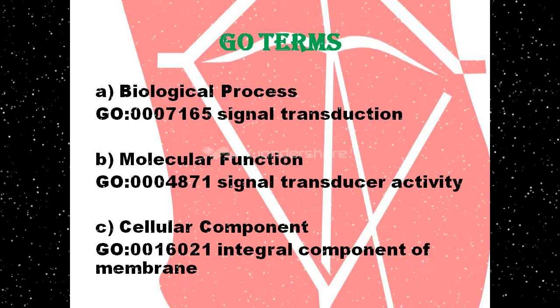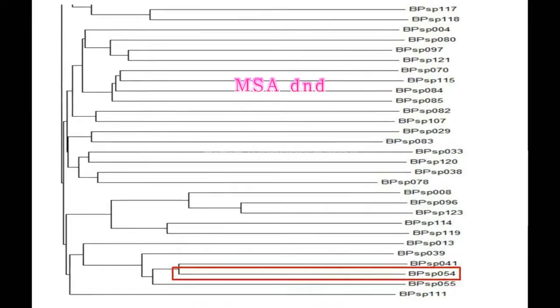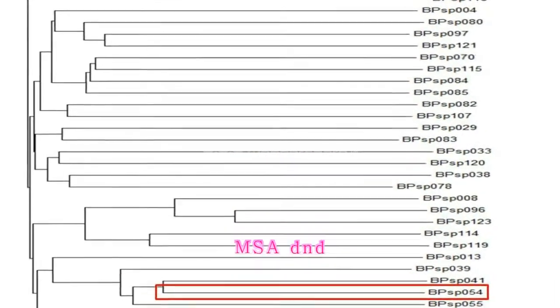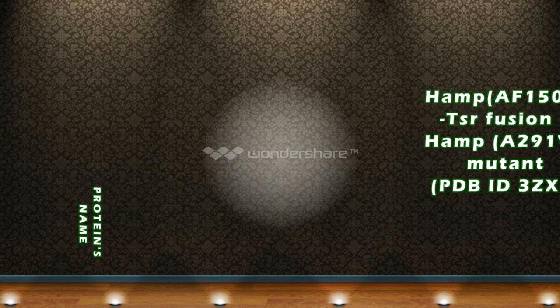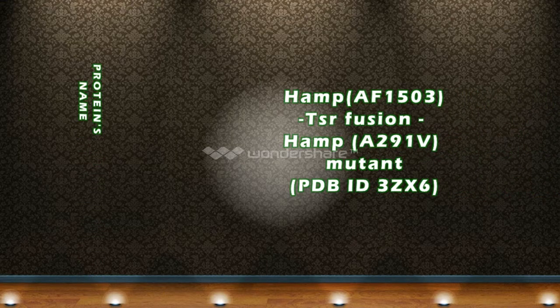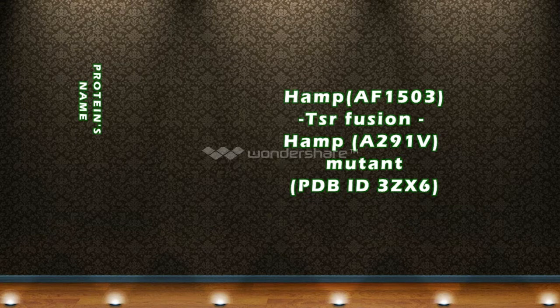By using ClustalX, the MSA, DND, and ALN information can be obtained. Later, PDB will be used again in BLAST in order to get a conserved domain. Then, using the PDB ID obtained, it can later be looked up in PDB in order to know the protein name and also its secondary and tertiary structure. The PDB ID detected is 3ZX6, which is the ID for a HAMP mutant.